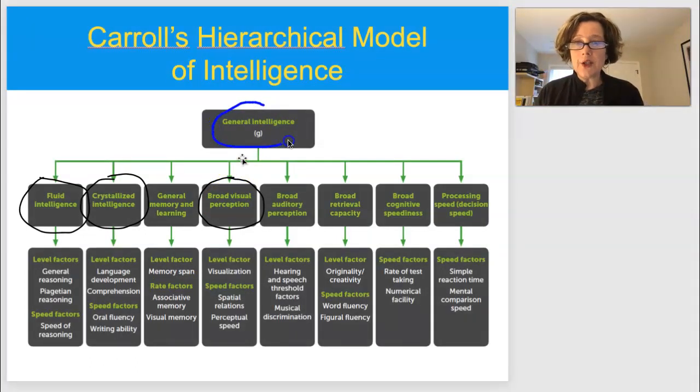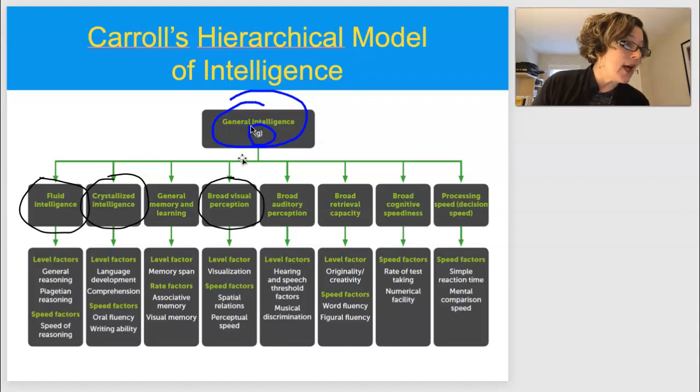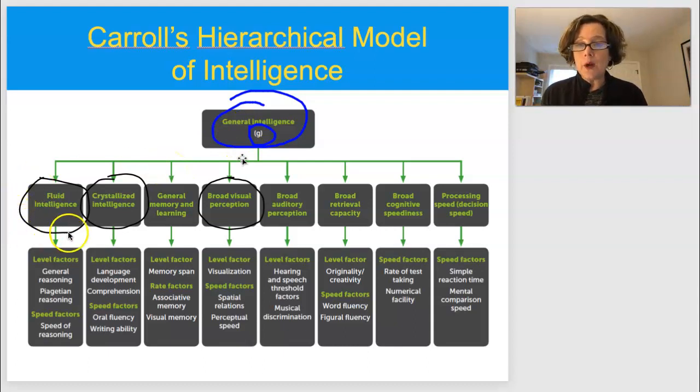Okay, so general intelligence is here, and if you see this in an article and you see a little g, that means general intelligence. It's reliant on these eight secondary abilities. The main ones I've circled here are fluid intelligence, crystallized intelligence, and broad visual perception. Those are the big kahunas of his hierarchical model.